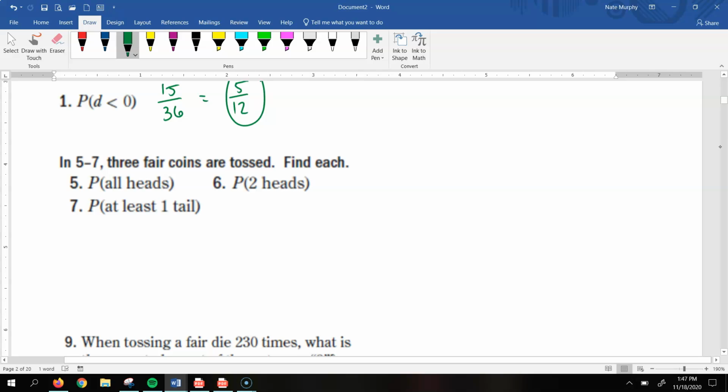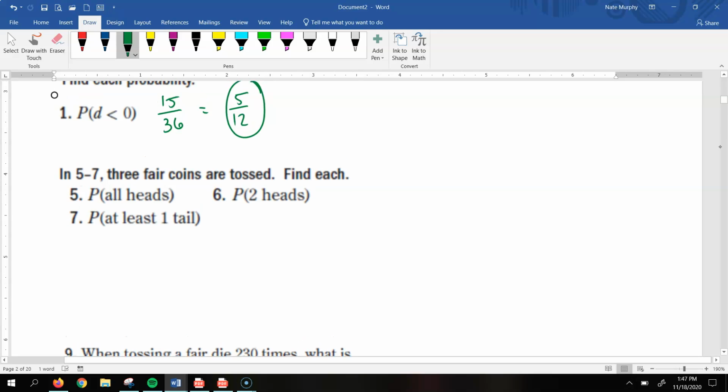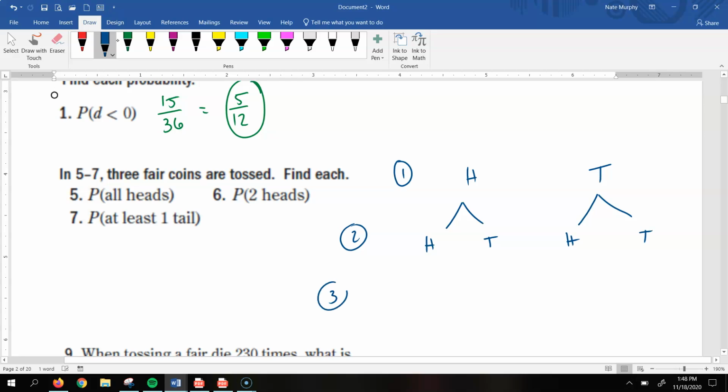Now for 5 through 7, I would say about 20 to 25% of students asked questions on these. For these, it might be helpful to draw a tree diagram to make it easier to know all the possible outcomes. So when it says 3 fair coins are tossed, let's say this represents your first coin. The first coin you could get heads or tails. And then we're going to have a second coin, and we could get heads on the first coin, and then we could get heads or tails on the second coin. Or we could get tails on the first coin, and then we could get heads or tails on the second coin. And then we have a third coin, so it would branch out like this.